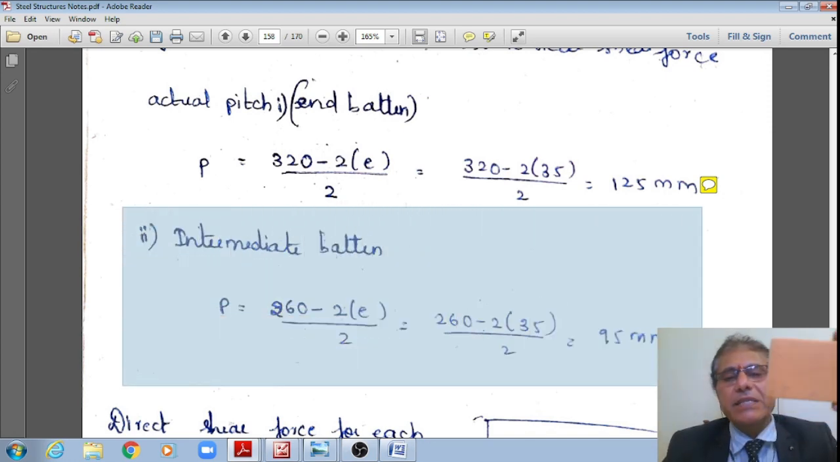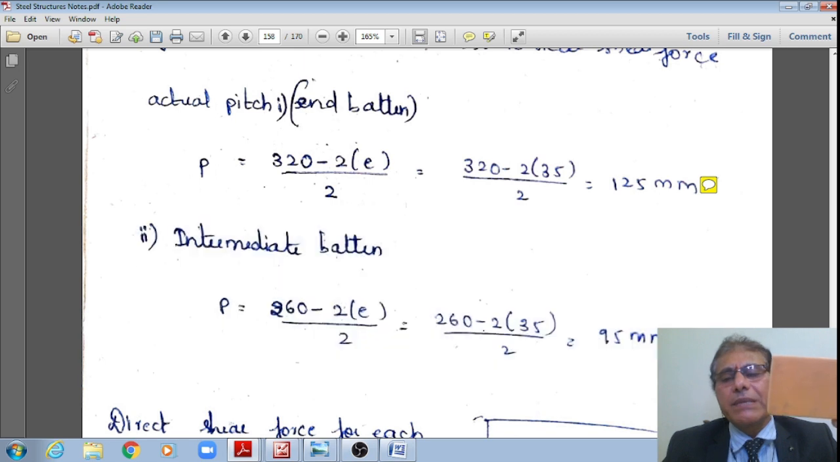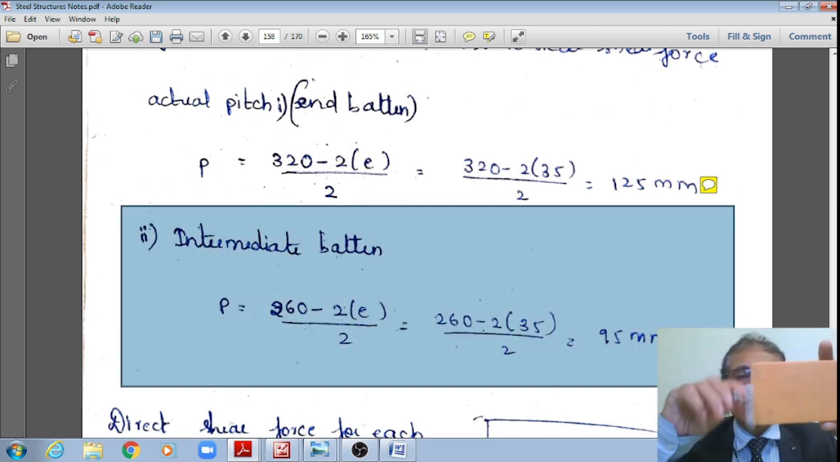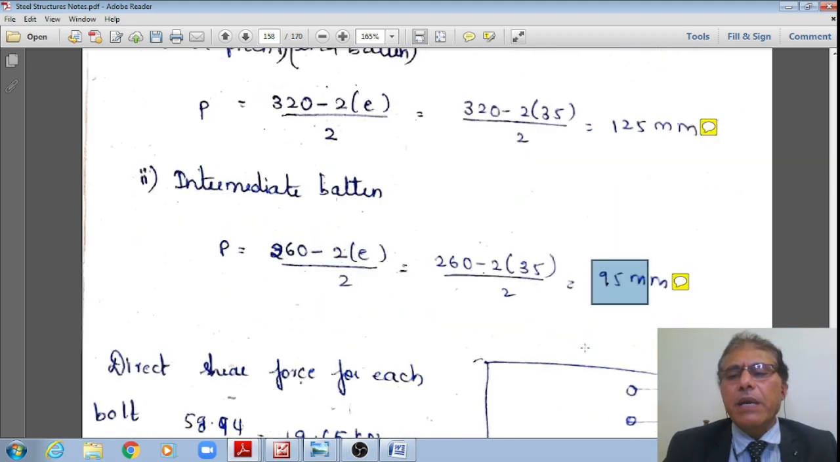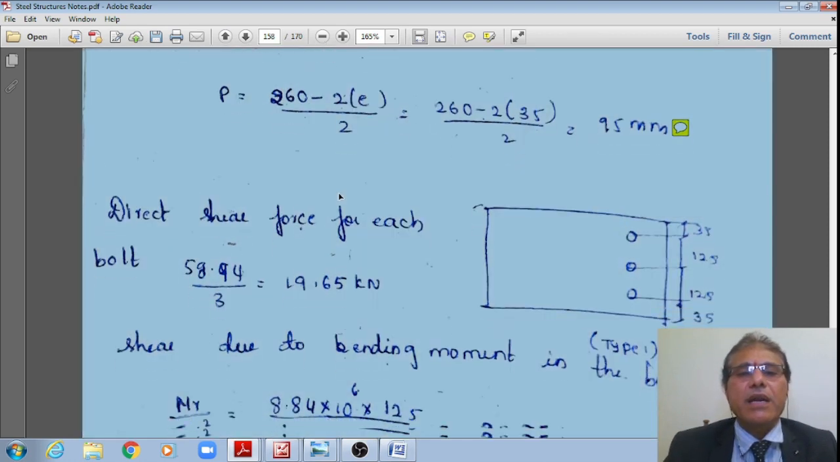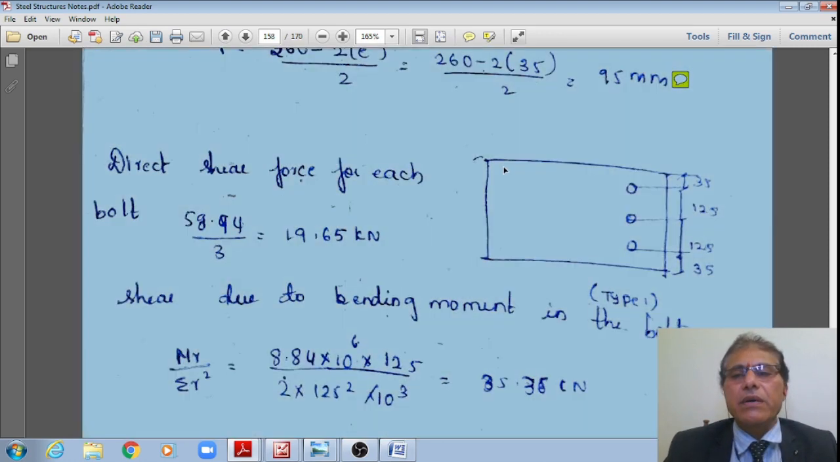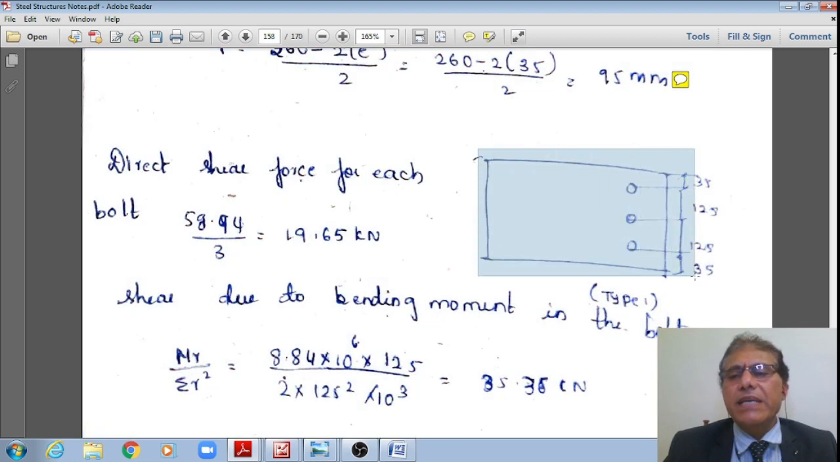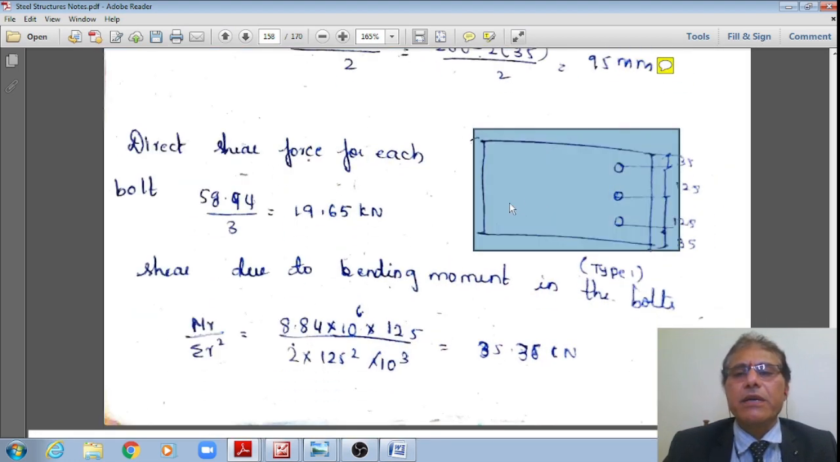For the intermediate battens, the pitch is equal to 260, because the depth of that intermediate batten is 260 minus 2 edge distances, 2 multiplied by 35, divided by 2. Therefore, for intermediate battens, that pitch is equal to 95. This is how, for the end battens, the pitch worked out to 125 and 125, and this is the edge distance 35, right? Therefore, we have fixed the number of bolts as 3, as well as the edge distances and the pitch.